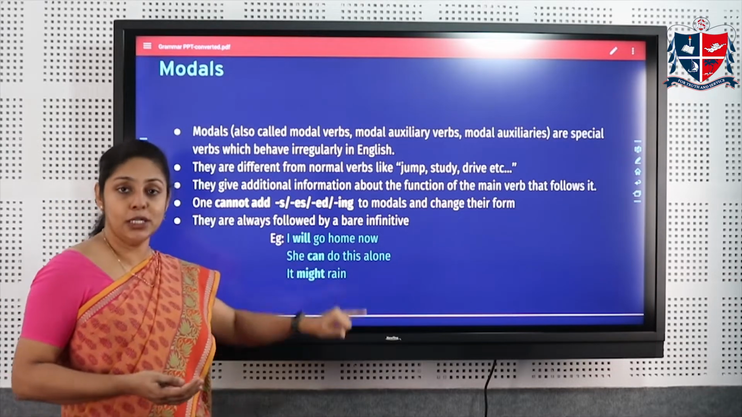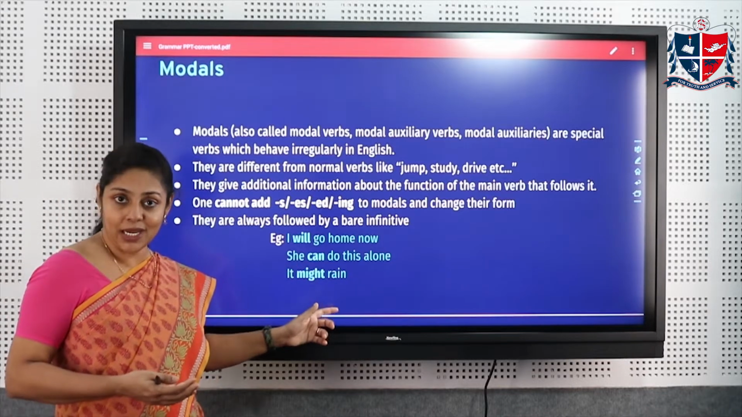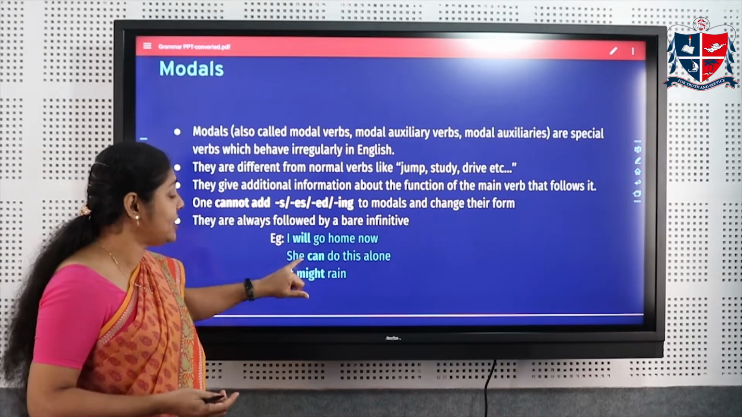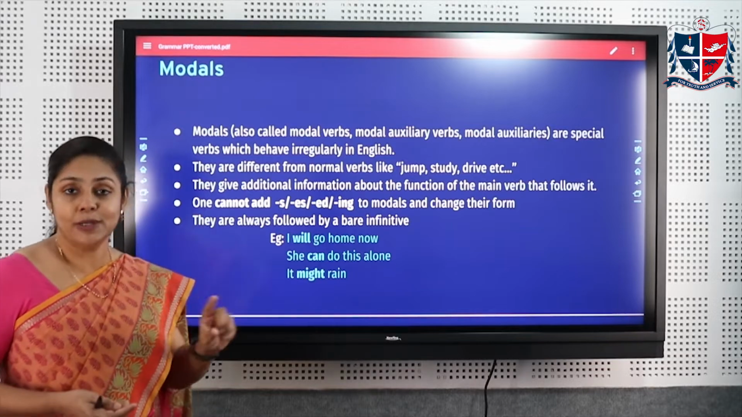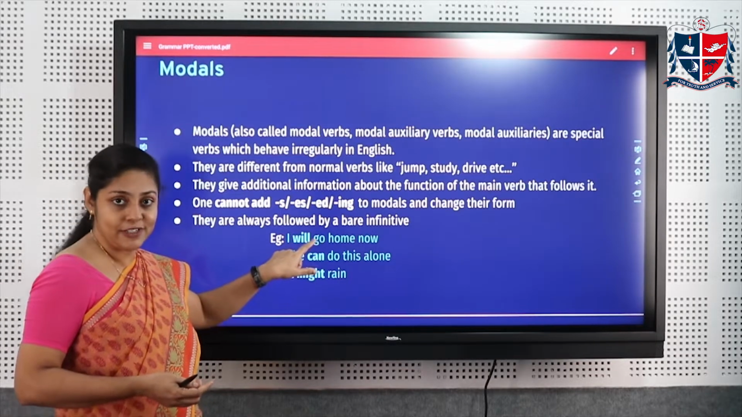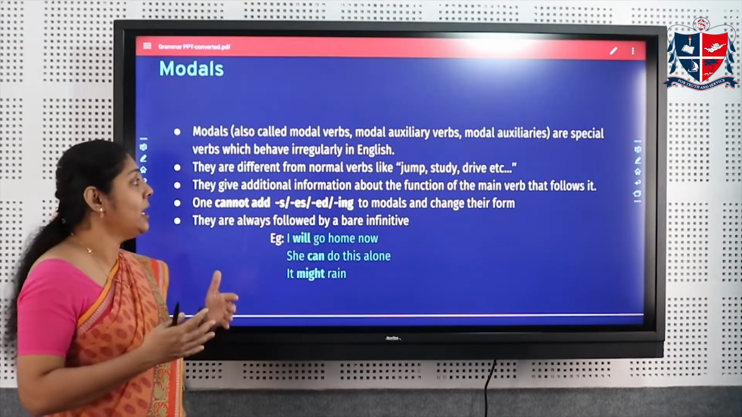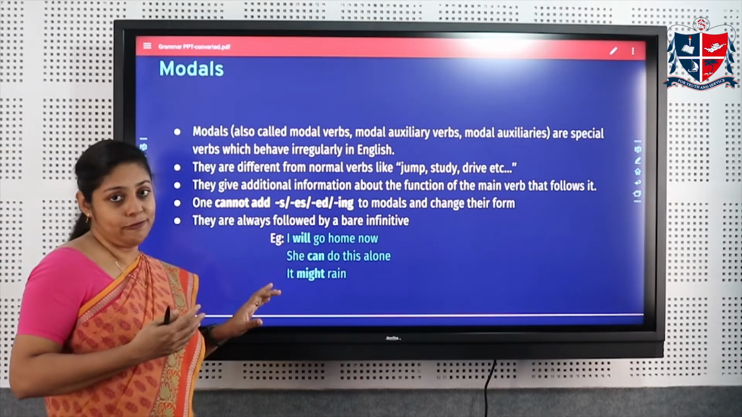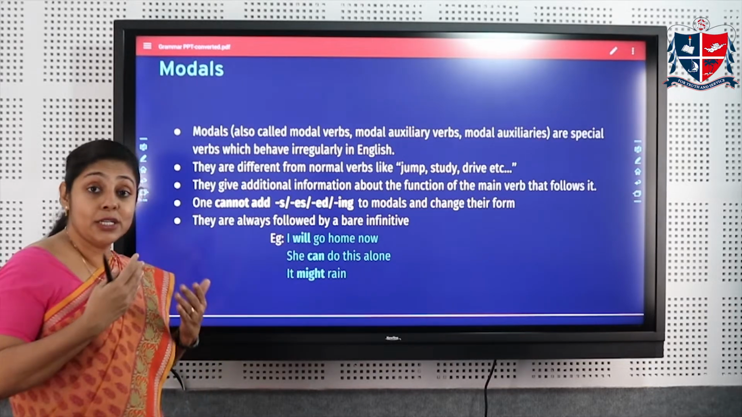She can do this alone. Can is the modal auxiliary here. It might rain. Might is the modal auxiliary here, right? So modal auxiliaries are also called helping verbs, or they're also called modal verbs. They are helping verbs. And here, this is the bare infinitive. It is used to modify this. It shows you what is the function of this verb, right? So it shows you what is the function or what is it trying to express.